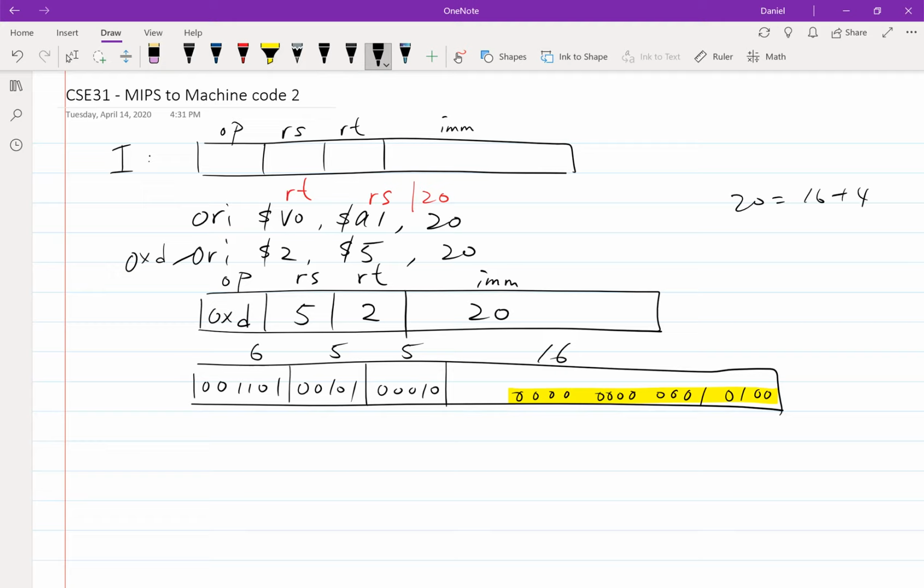Next, group them into groups of 4. Now you write the answer: 3, 4, A, 2, 0, 0, 1, 4.